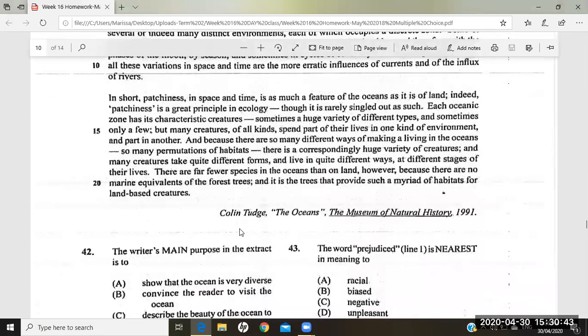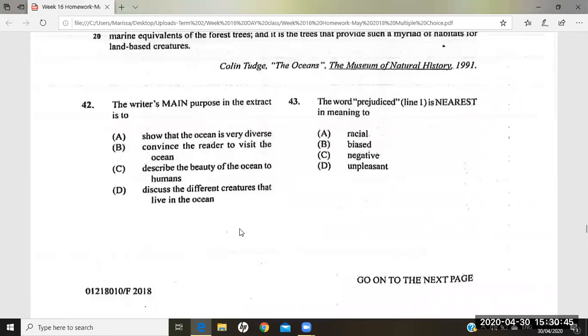So 42 says the writer's main purpose in the extract is to do what? What was the main purpose in the extract, Hania? Okay, so we probably lost Hania. What was the main purpose? Very good, Cheyenne. The answer is A, to show that the ocean is very diverse.